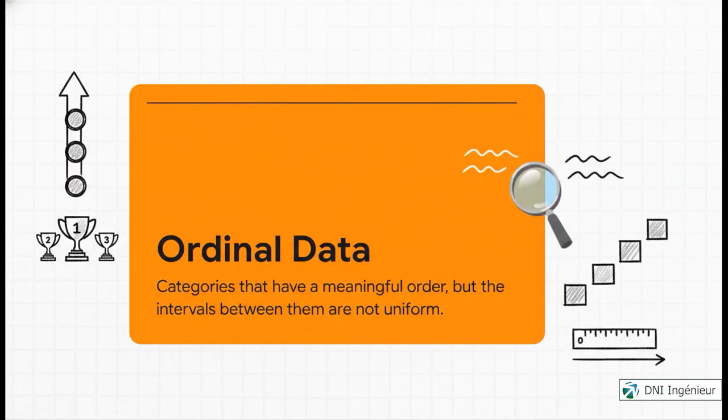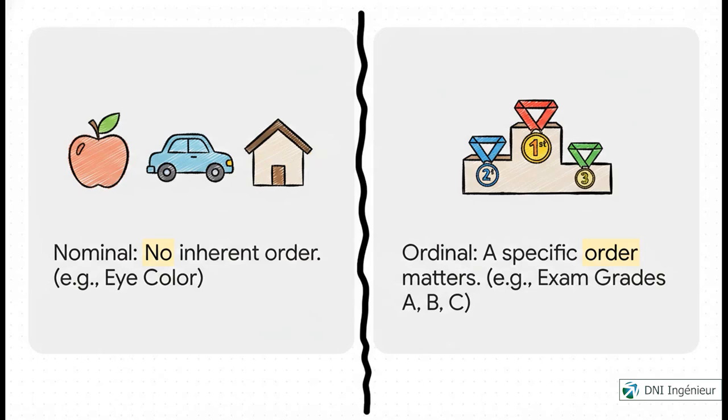Next up is ordinal data. Now with this type, the order is super important. So that's the key difference. Nominal has no order, but ordinal data absolutely does.